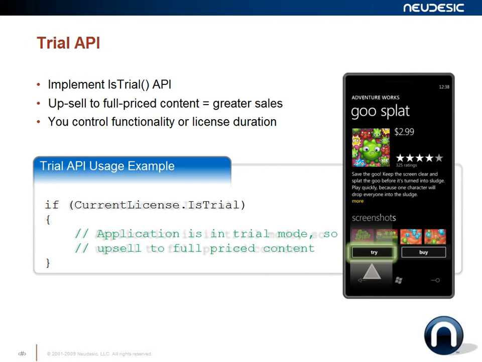So you can do something like this: you encounter a page that you want to be available to paid users. On page load, check to see if it's a trial. If it's a trial, show one UI that gives them the ability to buy it, or else show the real UI that's the full version. That's as simple as just checking current license.isTrial.